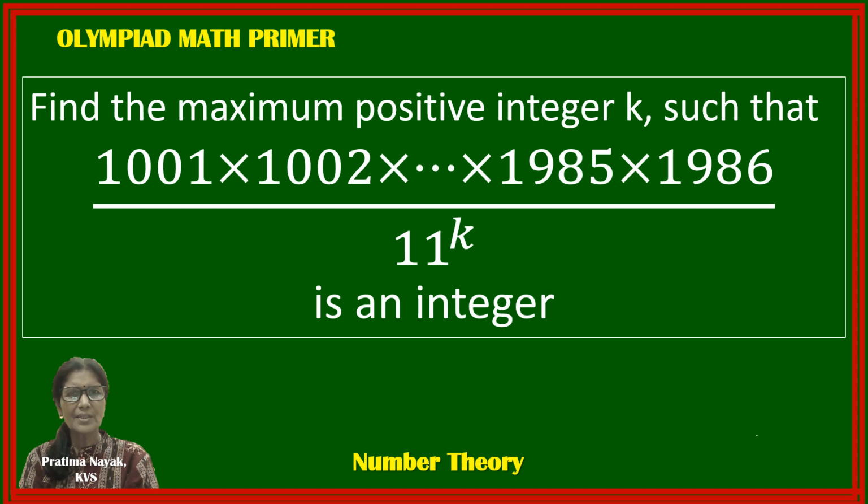Today we'll be solving one very basic, simple question from number theory, and basic Olympiad maths concepts are involved in it. Find the maximum positive integer k such that 1001 multiplied by 1002 up to 1986 over 11 power k is an integer. We have to find the value of k for which this big expression is an integer.